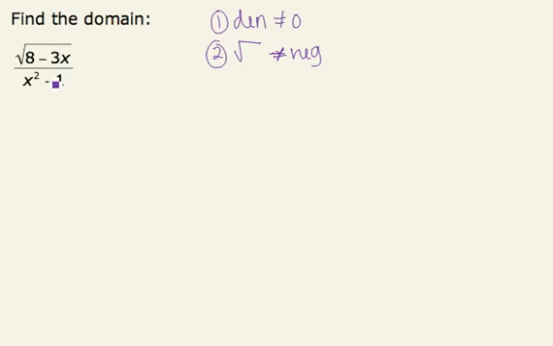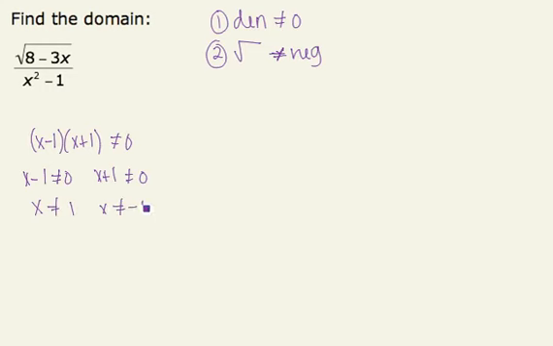Let's look at the denominator first. If I factored the denominator, I'd get x minus 1, x plus 1. And I know that cannot equal 0. Therefore, x minus 1 cannot equal 0, and x plus 1 cannot equal 0. Or x cannot equal 1 or negative 1.